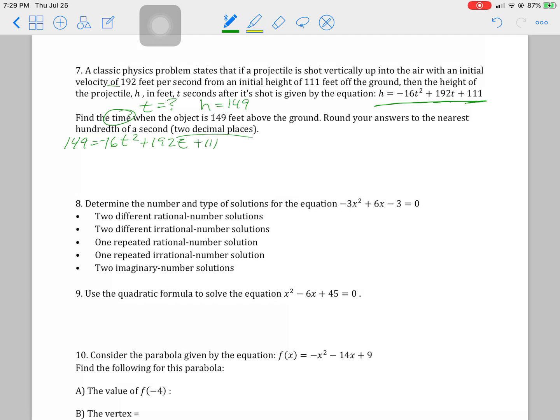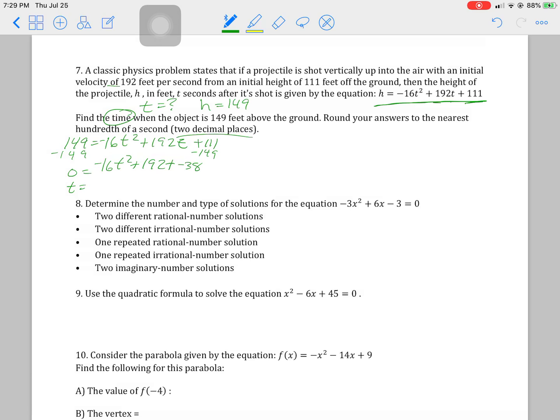All right, step 1. To solve any quadratic, you need to have an equation equals 0 on one side. So we're going to move this 149 over here, get our 0. That gives us our new a, b, and c to use in our quadratic.